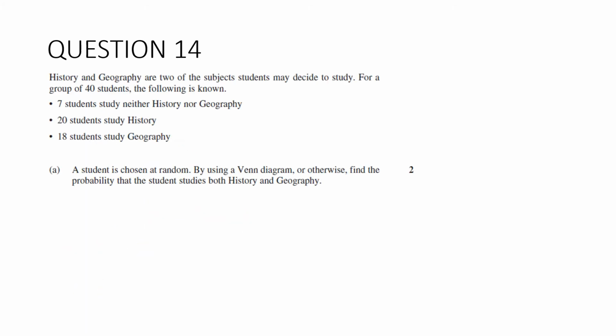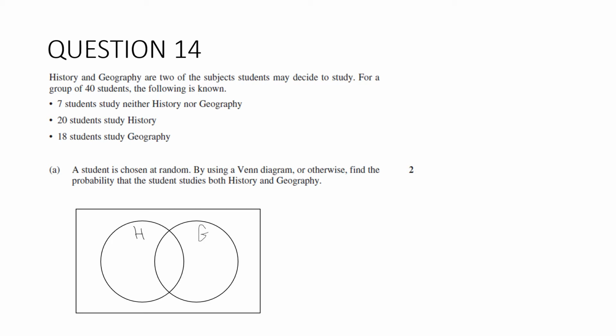Question 14. History and geography are two of the subjects students may decide to study. For a group of 40 students, the following is known. 7 students study neither history nor geography. 20 study history, 18 study geography. A student is chosen at random. By using a Venn diagram or otherwise, find the probability that the student studies both history and geography.